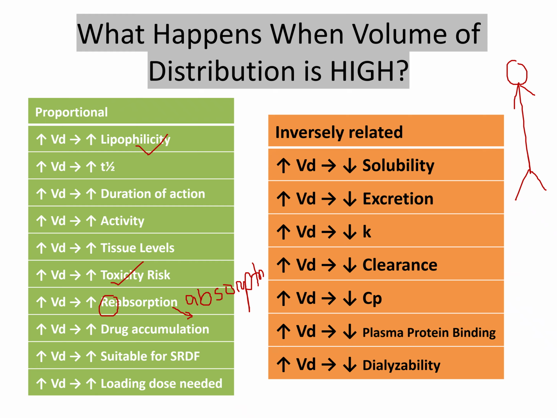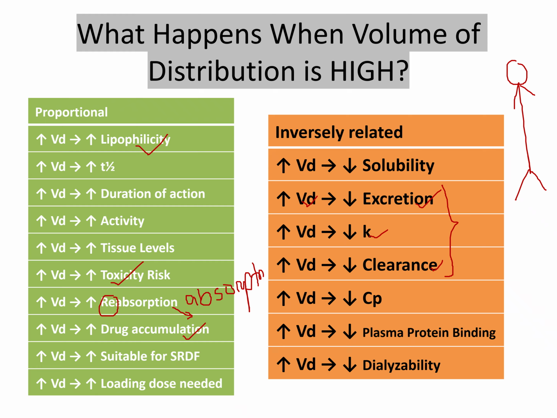We'll see this here. Increasing the volume of distribution will ultimately decrease excretion, decrease the clearance, decrease the elimination rate constant. This property has decreased. Why decreased? Because reabsorption has increased in the kidney. Why has reabsorption increased? Because of the lipophilicity of the drug. The drug accumulation would increase. You can easily understand that if the drug travels to most of our organs, then their accumulation may increase.